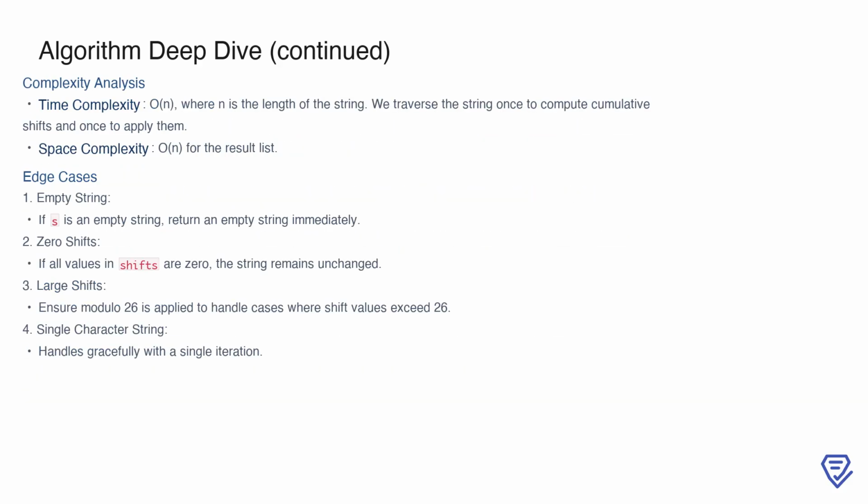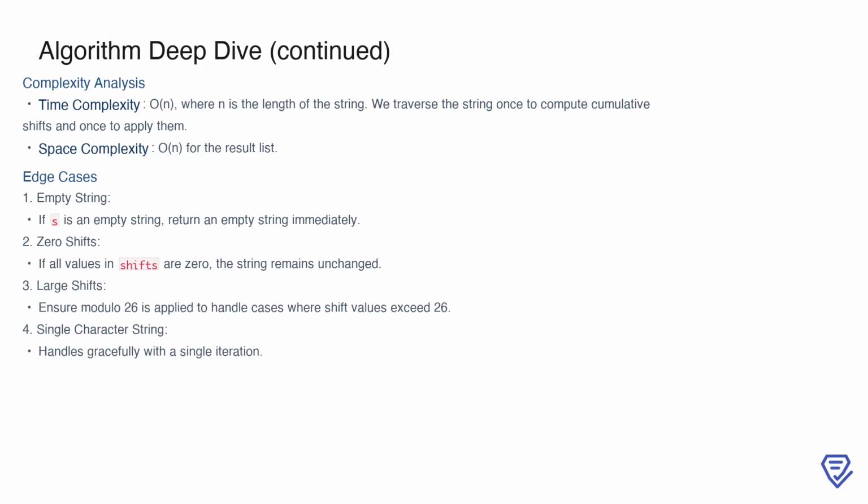Analyzing the complexity of this approach, we see that it is highly efficient. The time complexity is O(n), where n is the length of the string s. This arises because we perform a single pass to compute the cumulative shifts and another pass to apply those shifts to the string. The space complexity is also O(n), which accounts for the result list used to store the modified characters. This is the minimal space required to produce the final output, as we need to store the transformed string somewhere. The algorithm also handles several edge cases effectively.